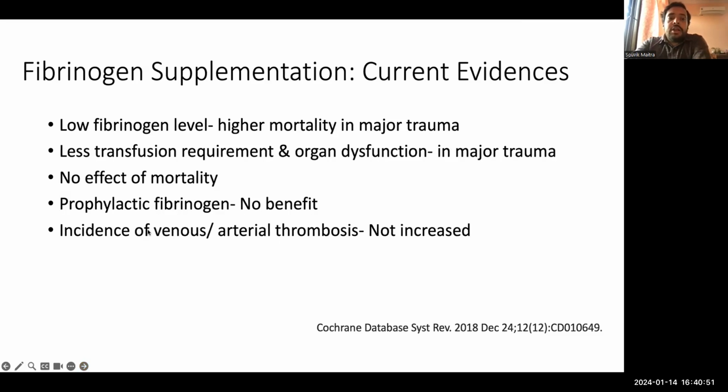Now, what is the evidence in support of using fibrinogen supplement? In the trauma setting, it has been found that low fibrinogen level is associated with higher chance of bleeding, higher mortality, and higher organ dysfunction. In major trauma, whenever fibrinogen is supplemented, it has been universally found to be associated with less transfusion requirement and probably some degree of less organ dysfunction. But interestingly, no effect on mortality has been found even in a trauma setting where low fibrinogen level is very common. Prophylactic fibrinogen use has not been found to be of benefit in any clinical scenario.